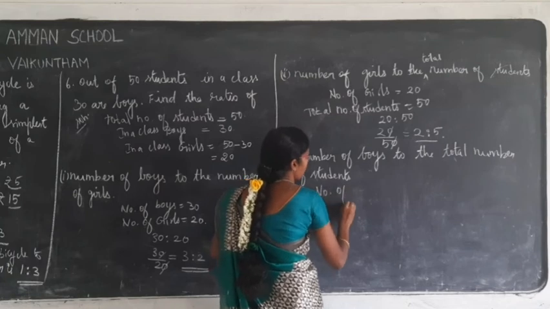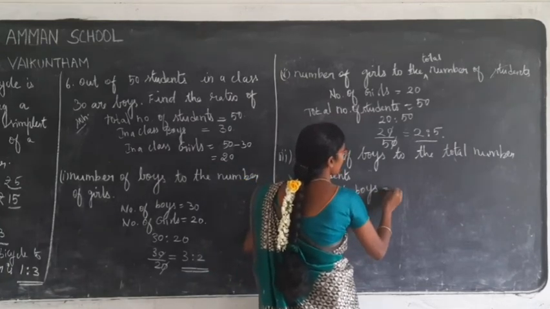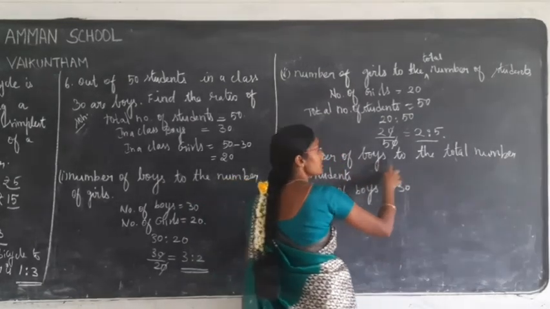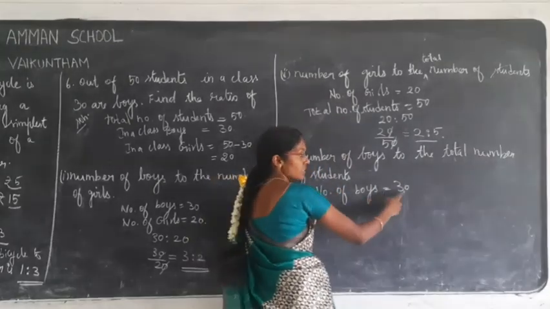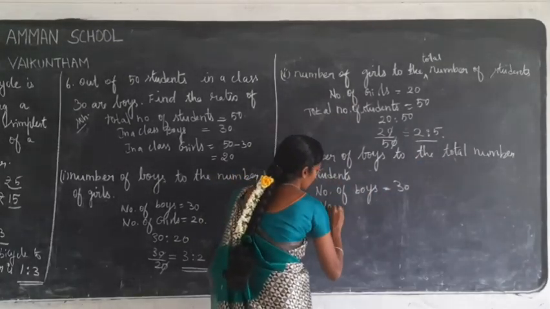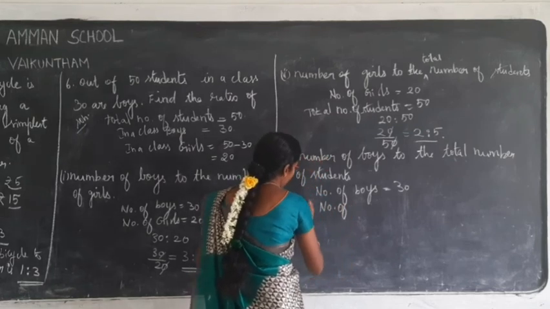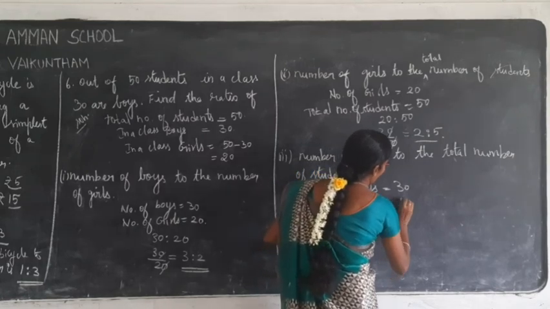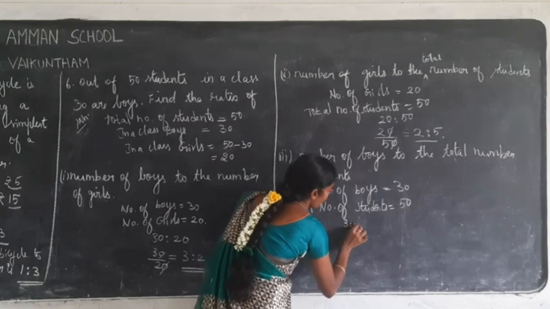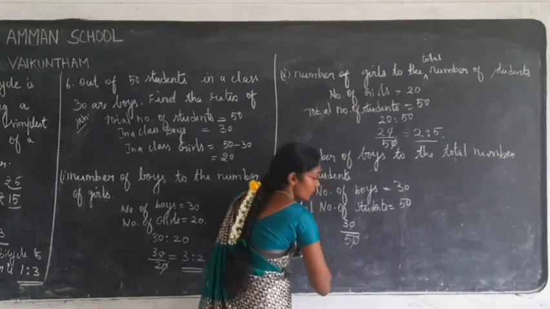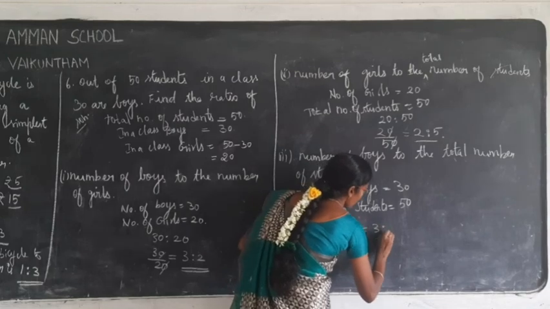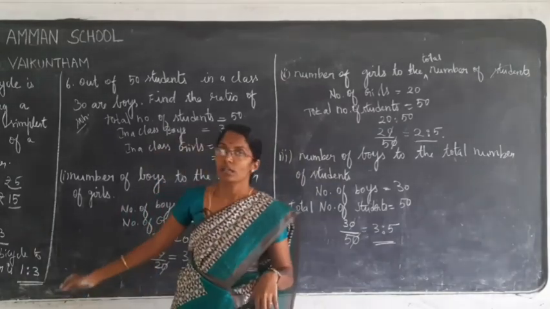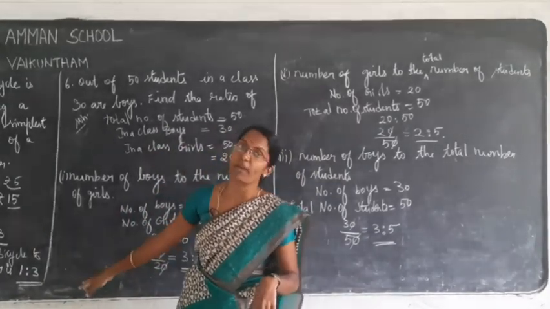So the next question. The number of boys is 30. You have to find the ratio of the number of boys to the total number of students. The total number of students is 50. So we have to find the ratio. 30 divided by 50, 0 0 cancel. So 3 is to 5. Okay. Clear? Like this only we have to find the ratio and the simplified ratio.